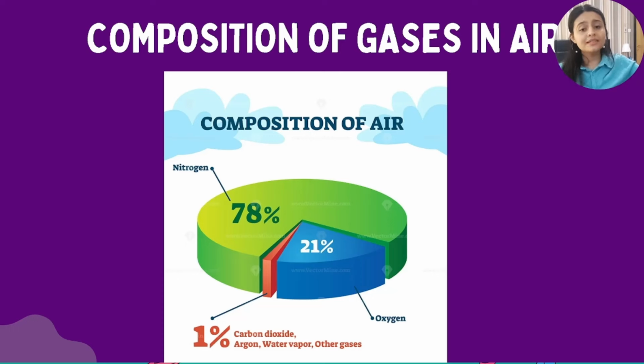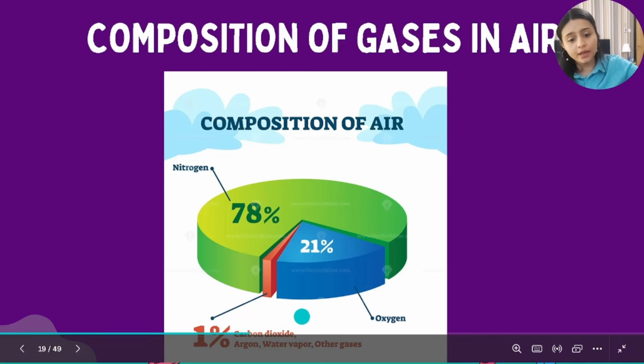So this is the composition of gases in the air. 78% of the air is composed of nitrogen. 21% is oxygen, and only 1% is carbon dioxide, argon, water vapor, and other gases. We are going to learn about them one by one.